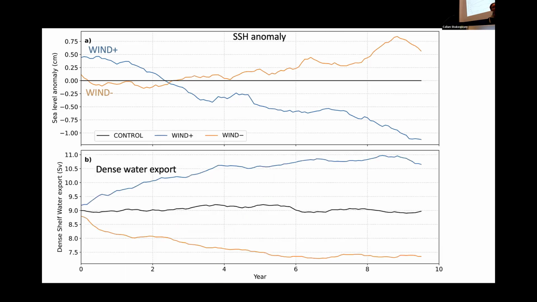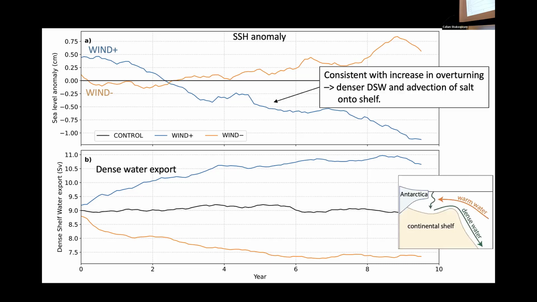We can understand this a bit more if we look at how the abyssal overturning circulation is changing. This is dense water export across the 1,000 meter isobar. In the control, we have around 9 sverdrups, and this increases as we increase the winds, and the opposite as we decrease the winds. This is consistent with the sea level response that we're seeing over the longer term. As you increase that abyssal overturning, you bring up more circumpolar deep water, so more warm and salty waters onto the shelf, which will result in a steric decrease in sea level as you have generally denser, saltier waters over the continental shelf.